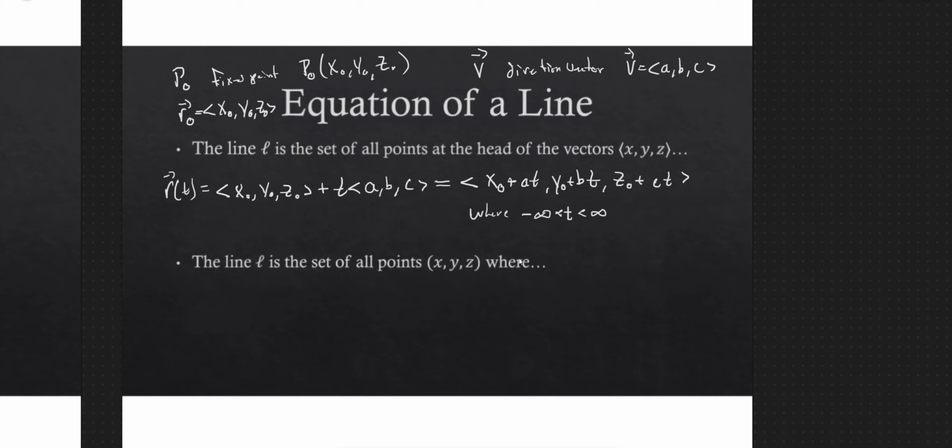The line L, if I want to give the parametric equations for the line, I just grab the components of this. So my x of t will be x naught plus at. My y equation will be y naught plus bt. I did make a mistake here; this should be bt. And my z equation will be z of t, z naught plus ct. And there are my parametric equations for the line.